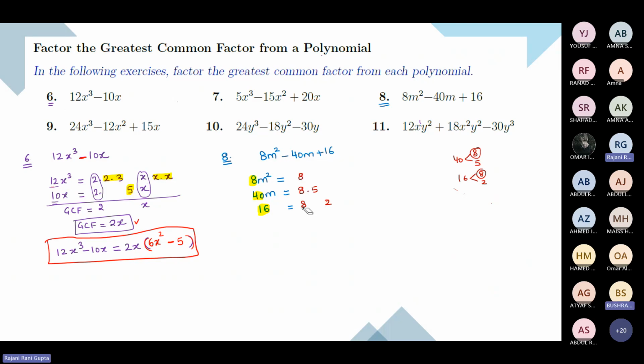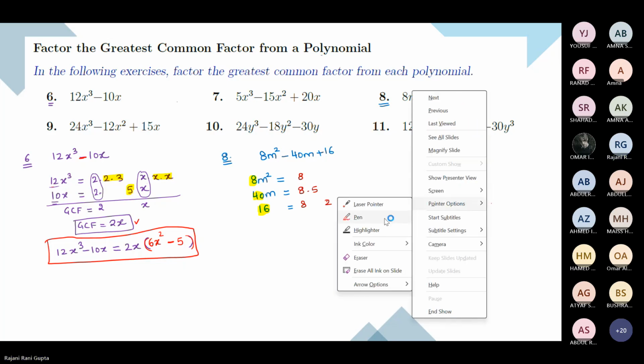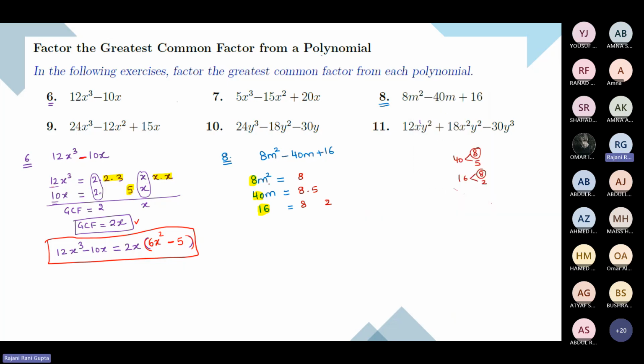Did you understand why I write 8 here? I'm just trying to give you a shortcut. Okay, now here you have m power 2, so you can write 2 times m. You have 1m and there is no m. So the greatest common factor will be 8. Only 8.